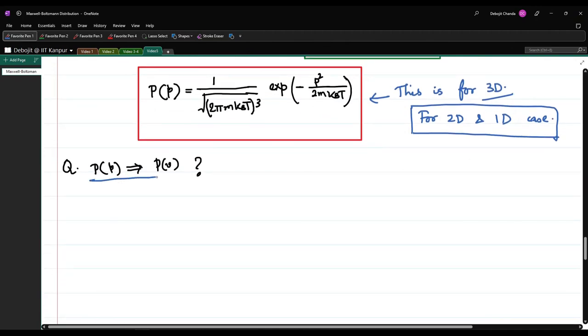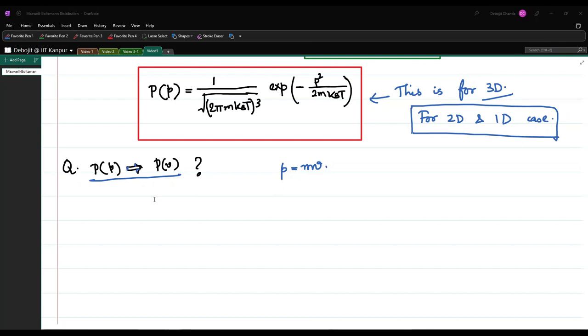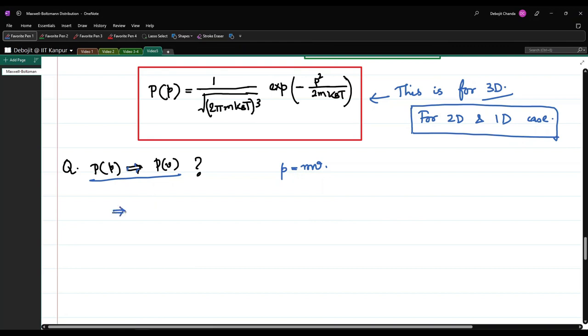So then how do we go from the probability density function of p to the probability density function of velocities? We know that p is equal to mv. So now we need to utilize the fact that the probability of finding a particle with momentum between p and p plus dp is equal to the probability of finding a molecule with velocity between v and v plus dv. So we can write that P of p d cube p is equal to P of v d cube v.